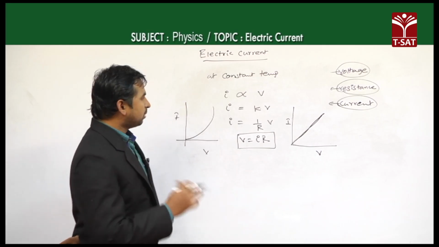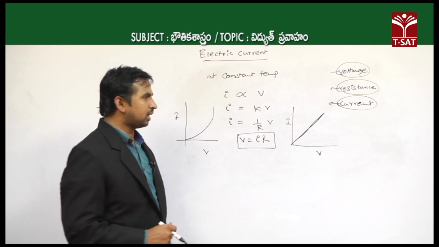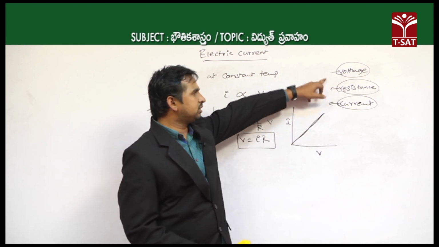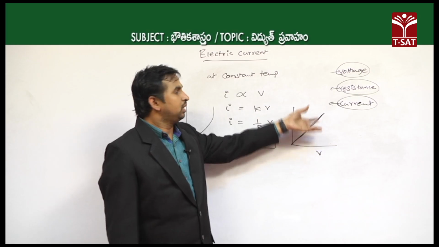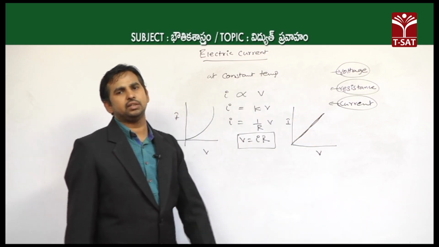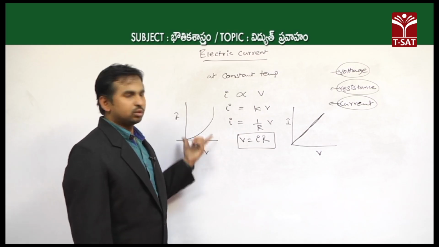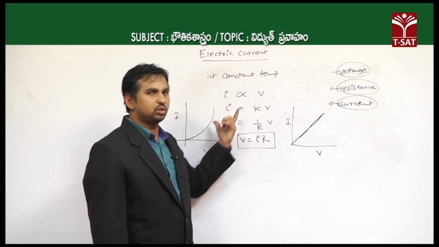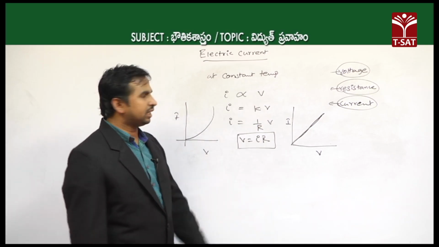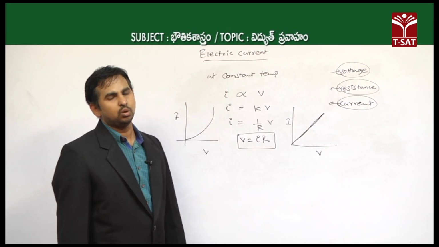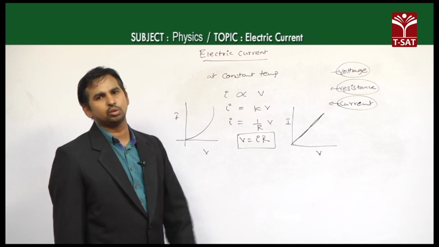Sometimes they ask about the graphs from Ohm's law, that is, between voltage and current. If it is an ohmic conductor, we get a straight line. If you take semiconductor devices like germanium or silicon, we get a curve like this. As the voltage increases, the current also gradually increases. Like this, there are different limitations for Ohm's law. Most MCQs ask about the limitations of Ohm's law.